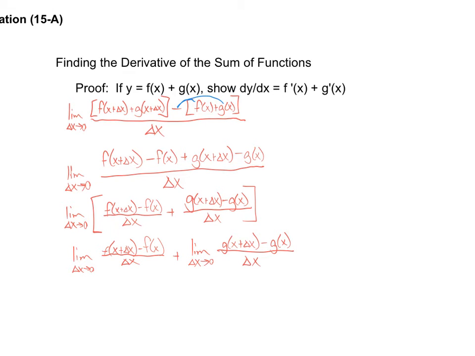And now you can see by first principles, this first half here by definition is f prime of x. And this second half here, by first principles, is g prime of x. Therefore, the derivative of f of x plus g of x is f prime of x plus g prime of x.